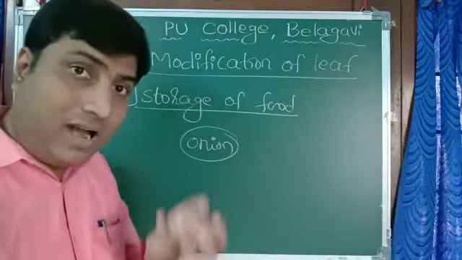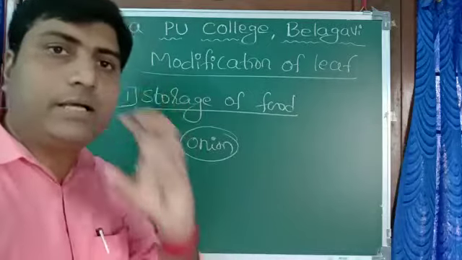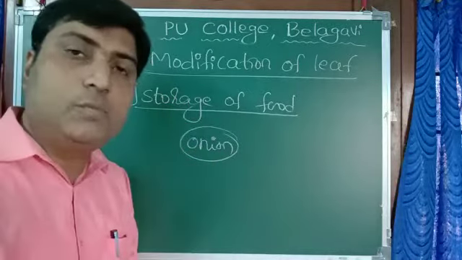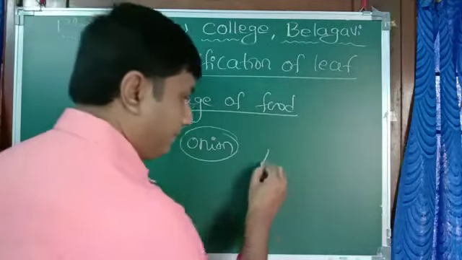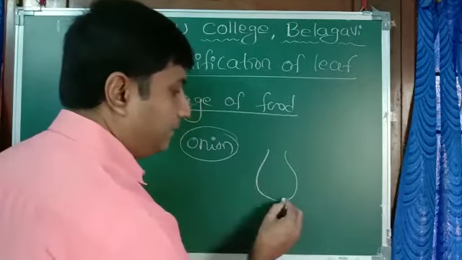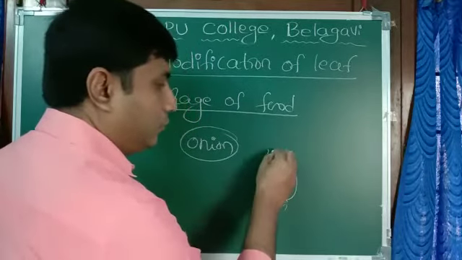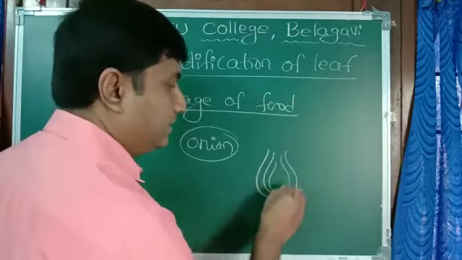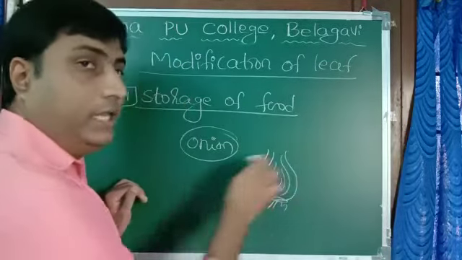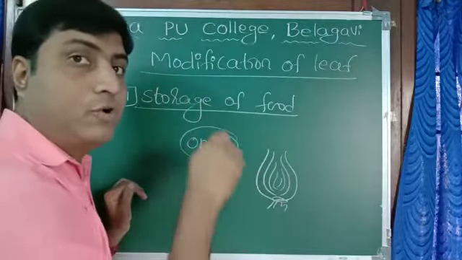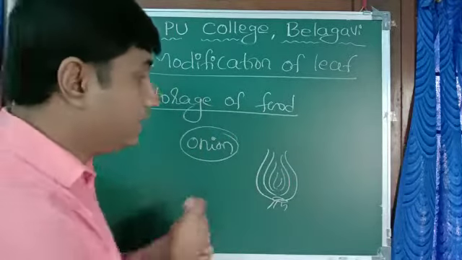Onion, though it grows underground, it is actually a leaf. The pink color onion, what we consume, is actually the leaf. So you might have seen, it is like this. This is the pink color leaf. And we consume it because it stores food in it in the form of starch.